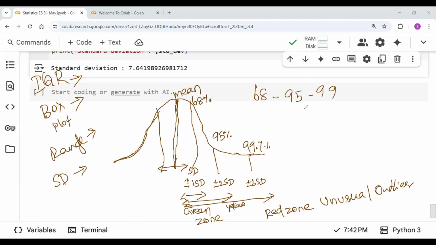According to our data, what is the mean value? It was 23.8, right? It is plus or minus 7.25. So 23.8 plus 7.25, what is the answer?